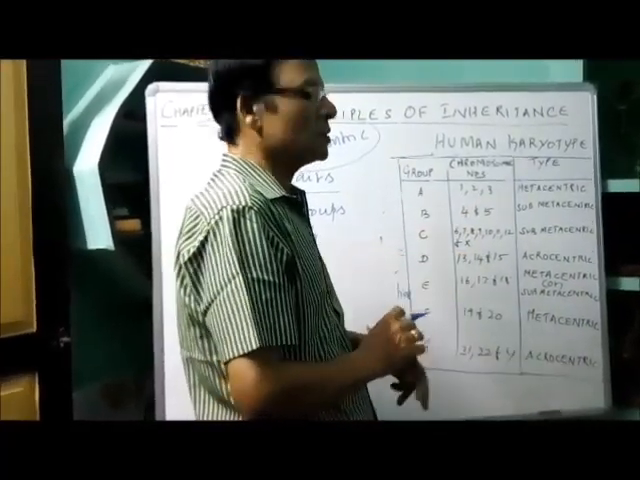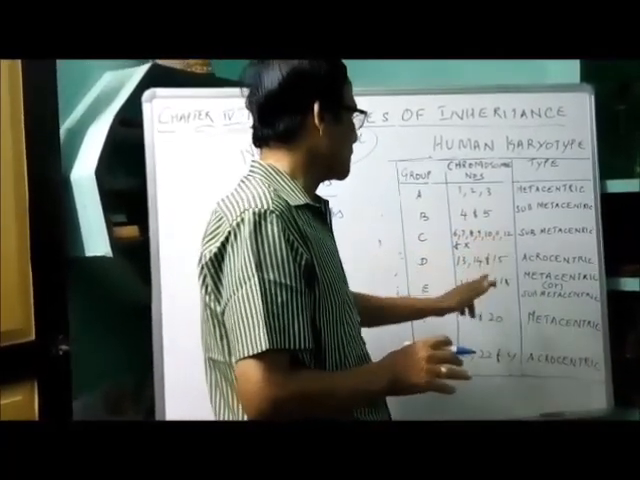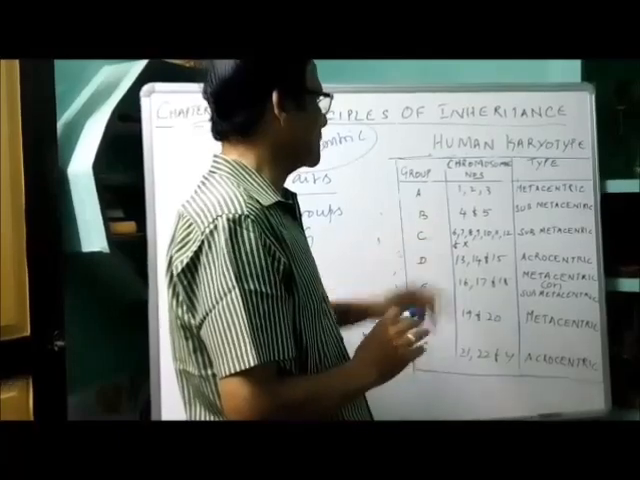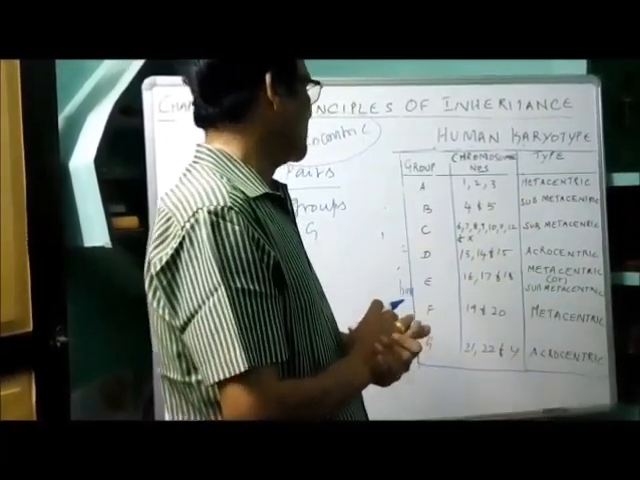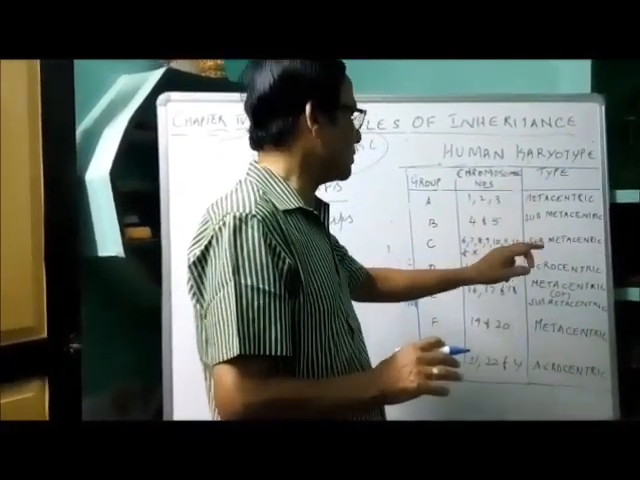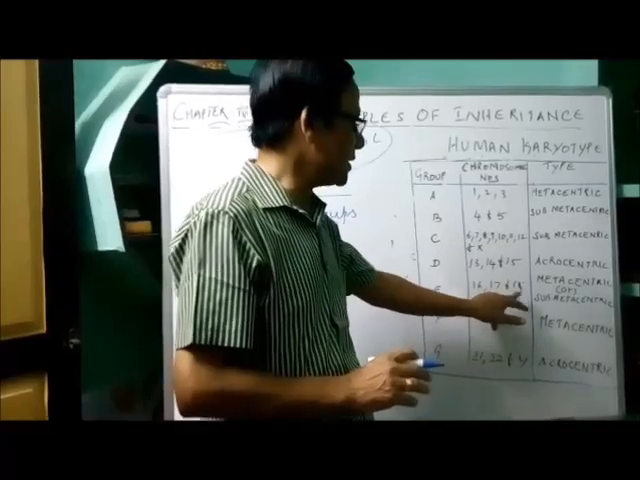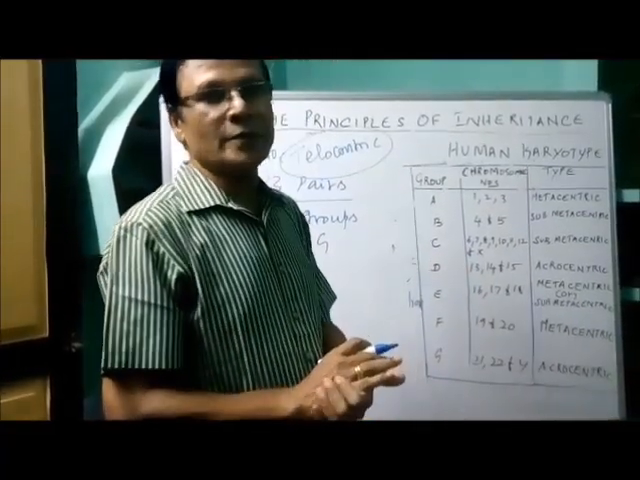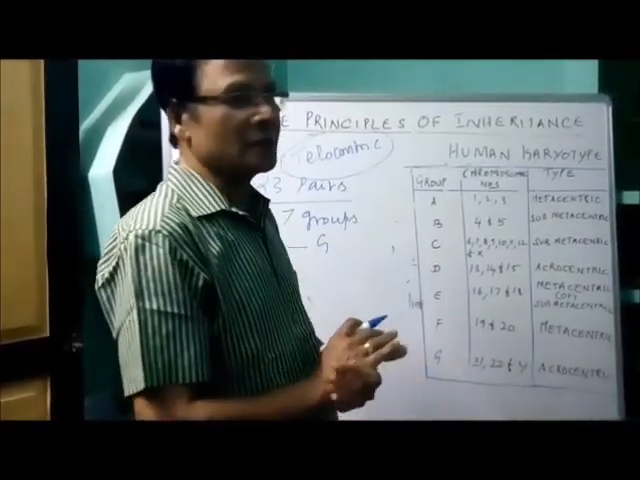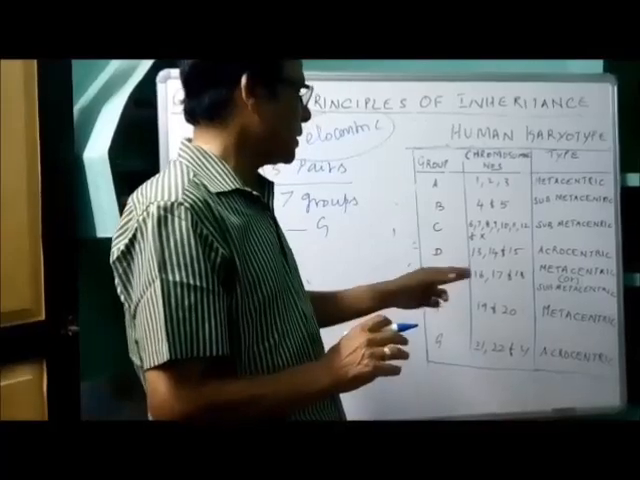Group C includes, this is also the largest group because more chromosomes are included, from 6 to 12 along with the X chromosome. Chromosome X is similar to 6 in group C. The chromosomes are submetacentric. Coming to D, 13, 14, 15, the chromosomes have a long arm and a short arm, acrocentric. Now group E, which includes 16, 17 and 18, they are either metacentric or submetacentric. Now group F, 19 and 20, both are metacentric. The last group G, which includes 21, 22 and Y, acrocentric.